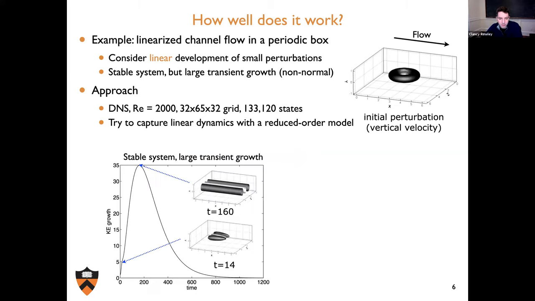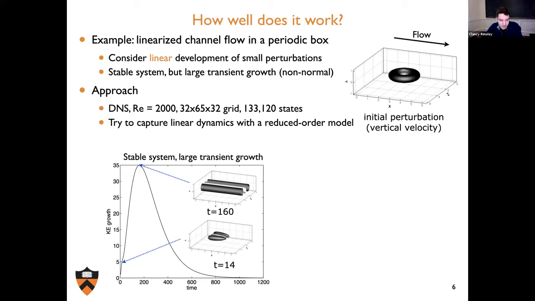So what happens in this flow? Well, actually, Peter Schmid has studied these flows for a long time and was one of the people really to identify this as a really important mechanism. This linear system is stable, but you get this perturbation before it decays away. It grows a large amount, here by a factor of 35. This is Reynolds number 2000. So you see it eventually decays. The system is stable, but first it has this large transient growth, and you see the structures that emerge there pointed to by those arrows. So all I'm going to try to do with the low dimensional model is capture this phenomenon, this large transient growth before the decay, just for this one perturbation.